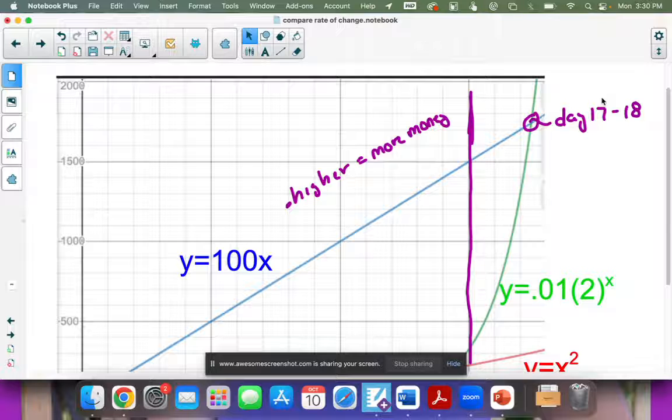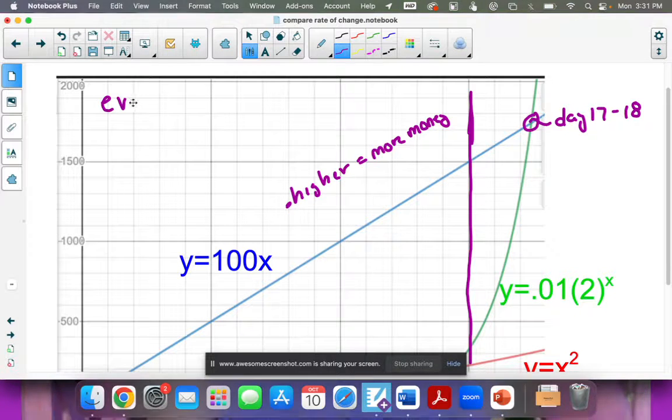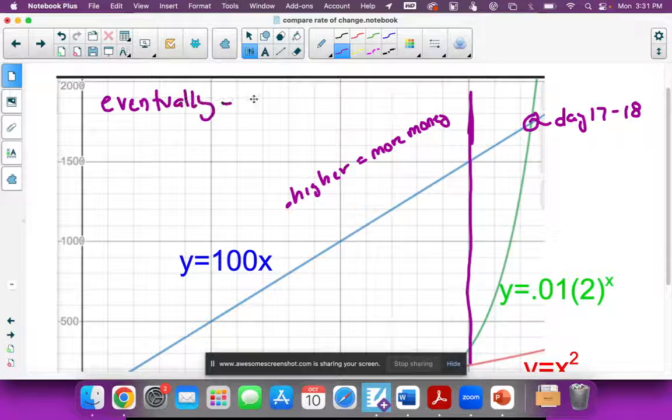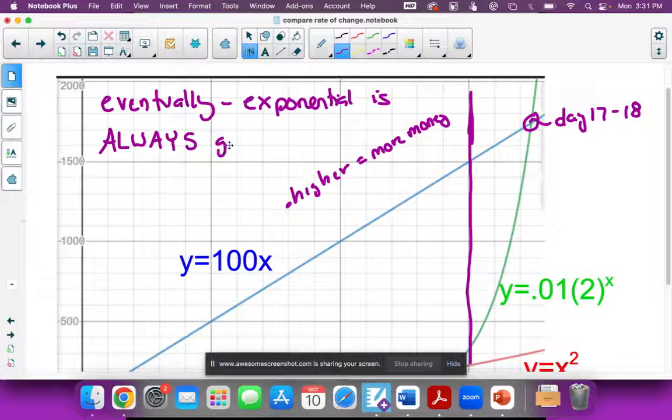Okay, so all of this is basically, again, another comparison, but it is something that I want you to understand: eventually, and I don't mean at the very beginning, obviously, an exponential is always going to get bigger. You could have said that you were making $1,000 a day on there and still be doing the penny times 2 every day for the exponential. It is always going to get bigger.